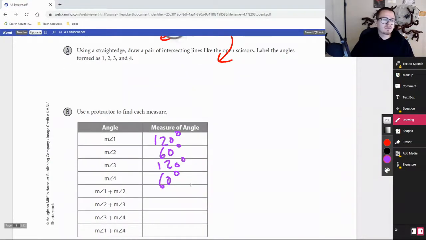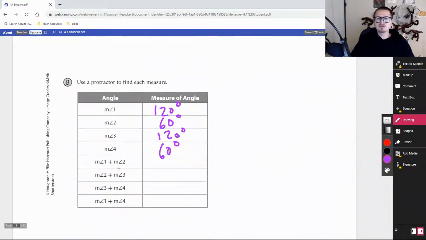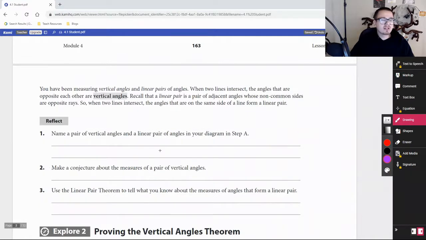So it asks you to add up two measures. So 1 plus 2 is 180 degrees, 2 plus 3, 180 degrees, 3 plus 4, 180 degrees, 1 plus 4, 180 degrees. All the same. Let's figure out why and what that means. So we have been measuring, look at that, math without even knowing it.